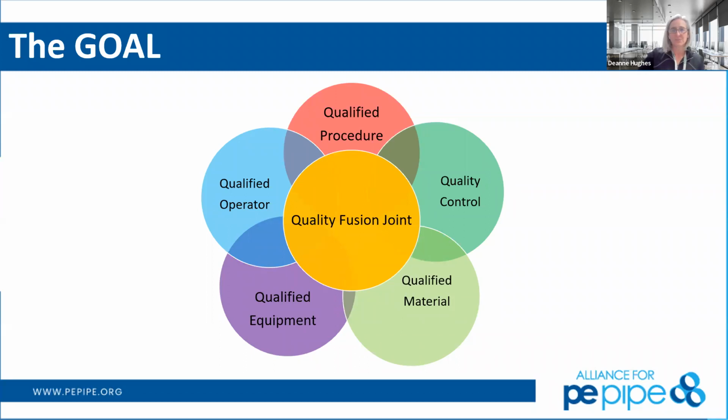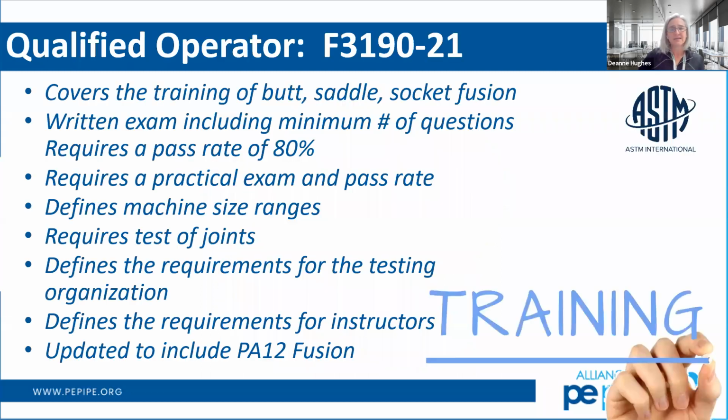So the first place we want to talk, we've already talked about qualified material when we talked about D3350 at the beginning. We talked about how that oxidative resistance is incorporated into D3350, C901, and C906. So let's talk about the operator side of this. ASTM has a standard F3190. It was updated in 2021. And it deals with training operators for butt, fusion, saddle, and socket. And if you don't know what those are, we'll have some pictures of those here in a second.